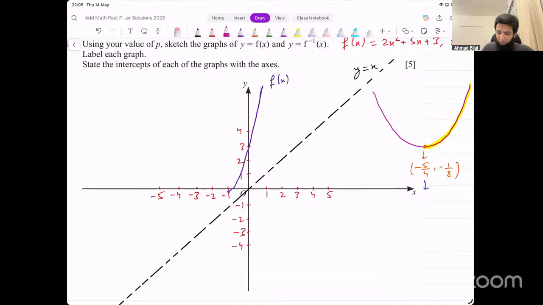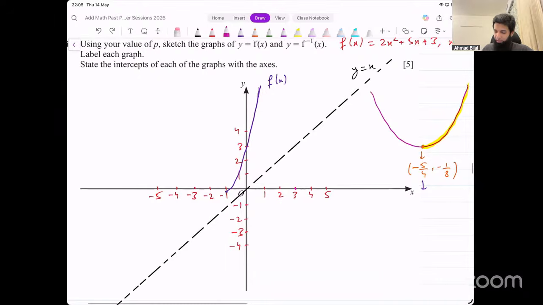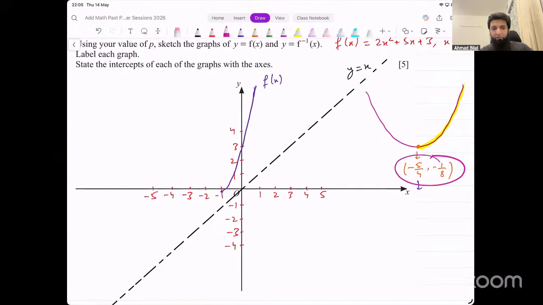Now, what about this point? The turning point is also going to flip. The coordinates are also going to flip in that case. So it is going to become (-1/8, -5/4). On the x-axis, it will be slightly to the left. On the y-axis, it will be slightly below negative 1. So that point may be somewhere around here. So you have this point here, and you have the x-intercept here. Now you just draw a curve like this.